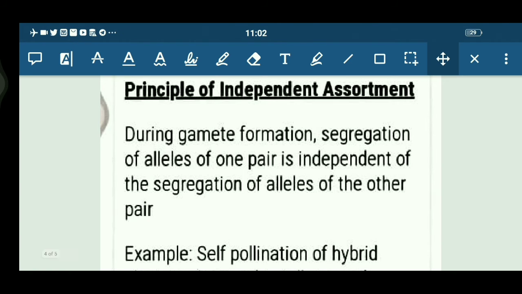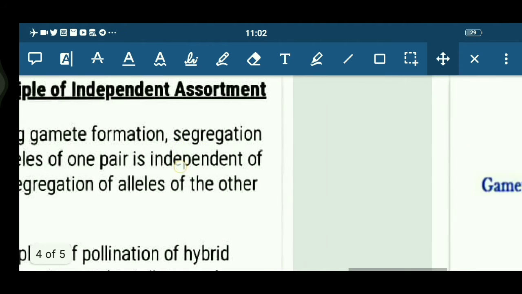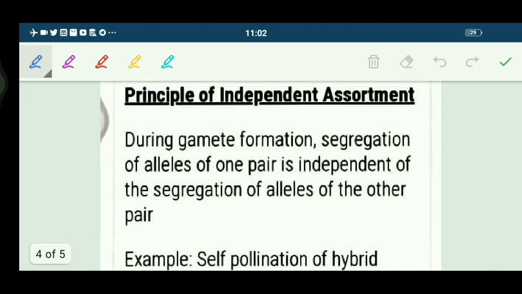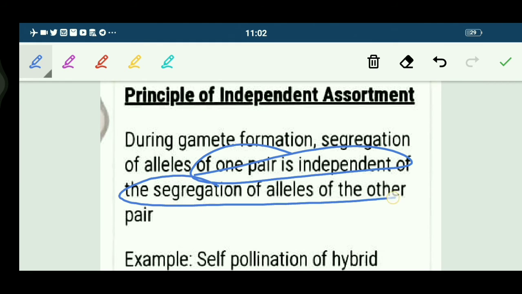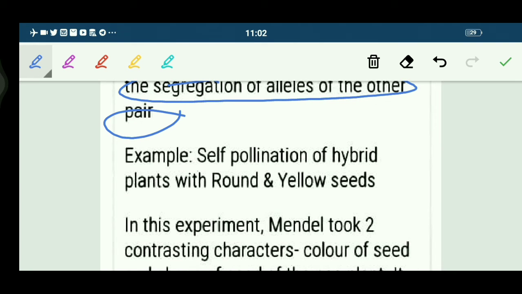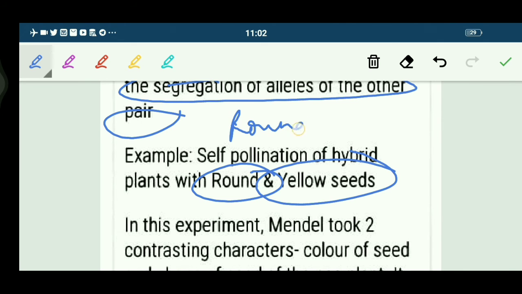Now today we'll be discussing the principle of independent assortment. Fine children. So what happens during gamete formation? Segregation of alleles of one pair is independent of the segregation of alleles of the other pair. We know that alleles separate, they segregate. Example, self-pollination of a hybrid plant with round and yellow seed. So he has taken round and yellow seed.